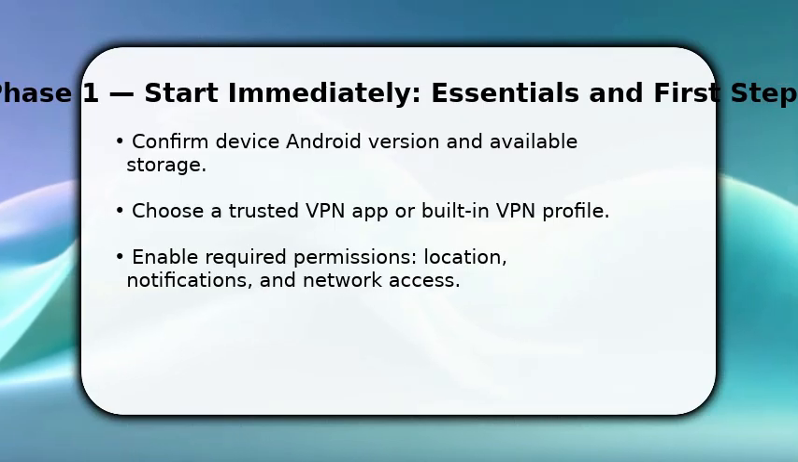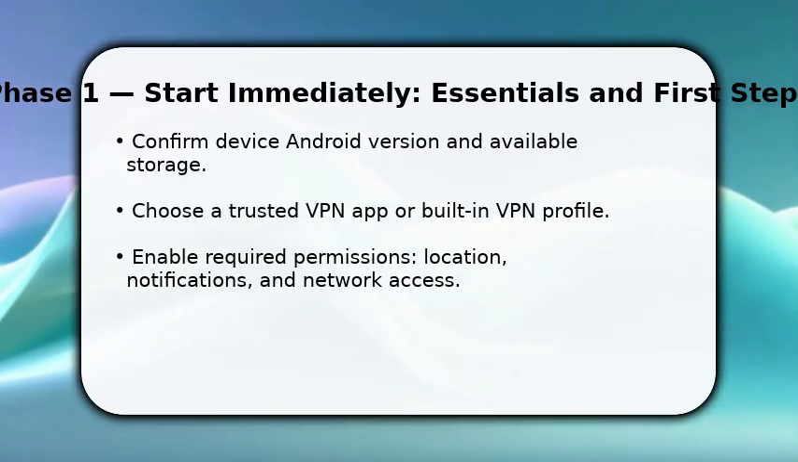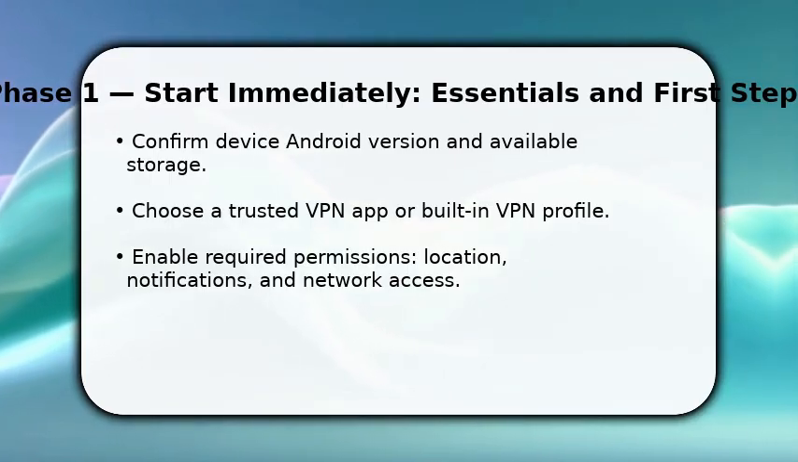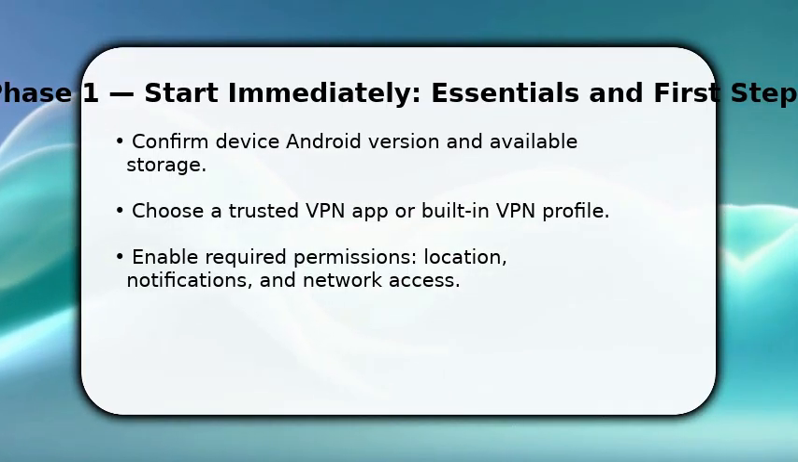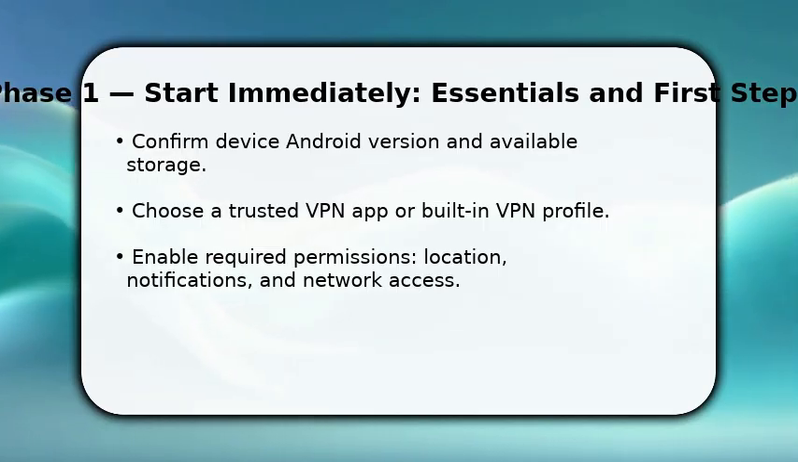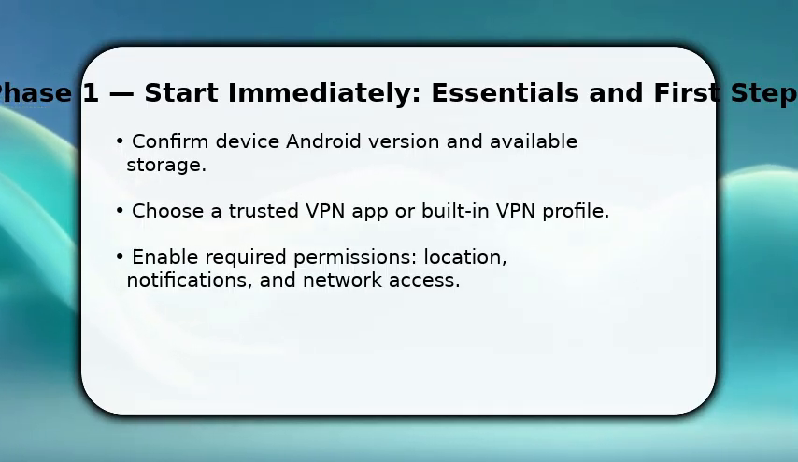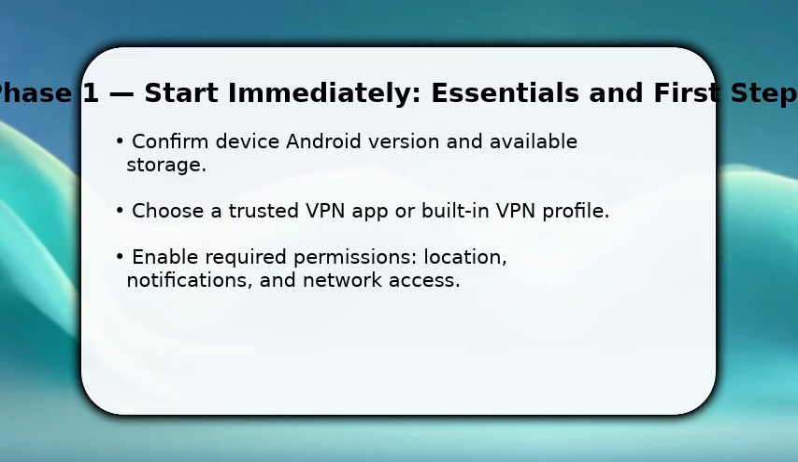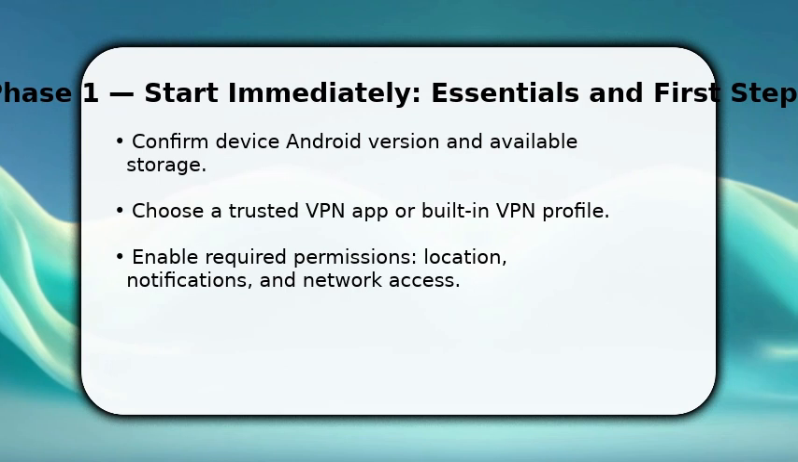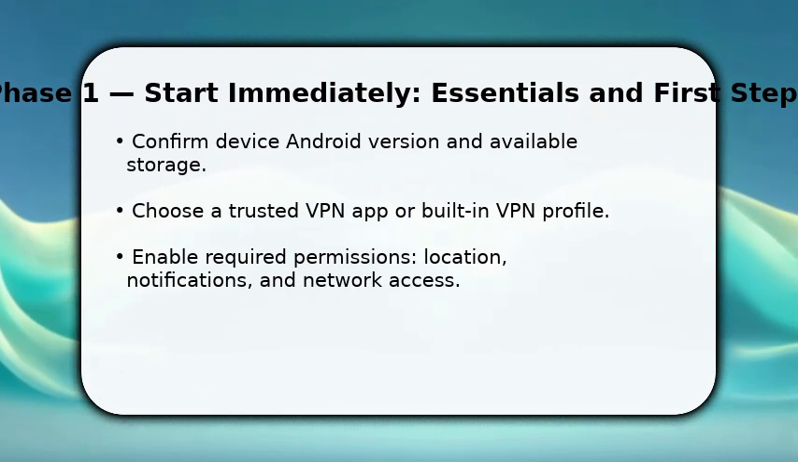You begin by getting essentials ready. Open settings and verify Android version and storage so installation won't fail. Next, pick a reputable VPN app or the built-in profile because trust matters for privacy. Tap Install or Add VPN and allow the app to request permissions. Once done, sign in or enter server details. Make sure credentials match the provider instructions. These first steps avoid common setup blocks and put you at the right starting point for connection.